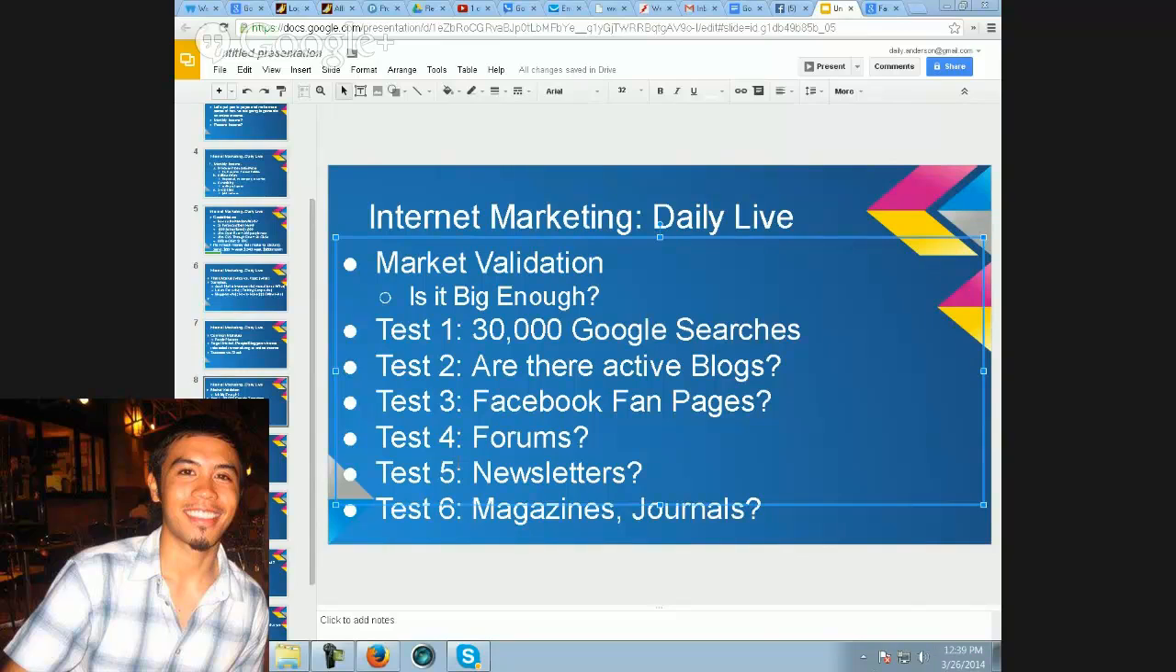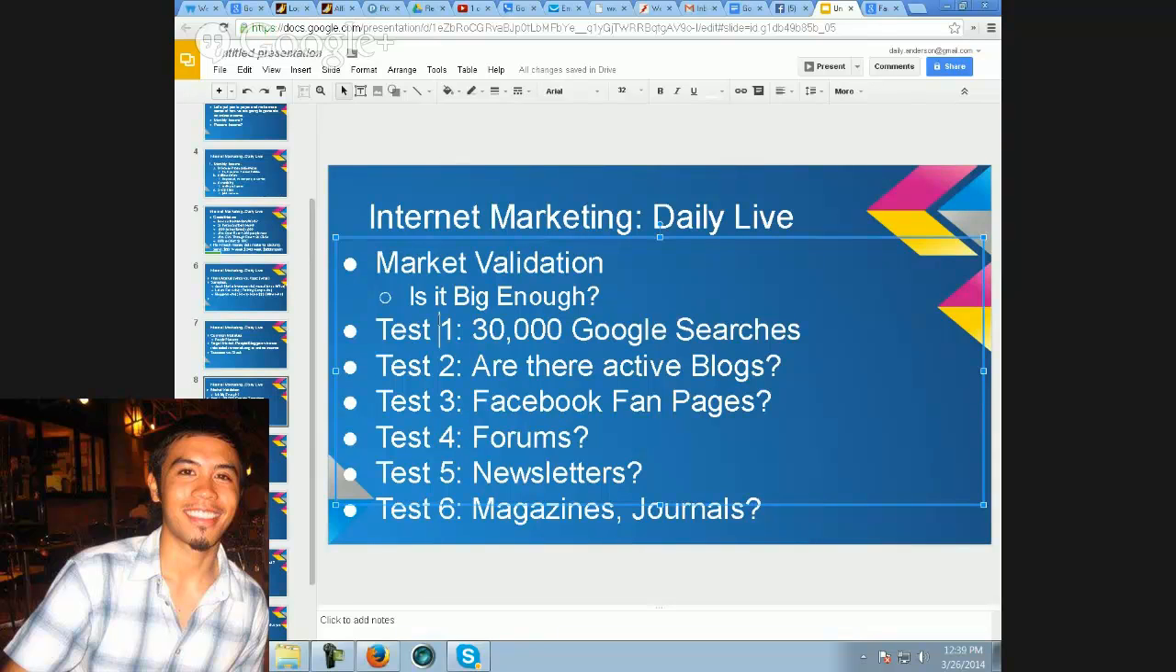Magazines and journals, you can Google offline magazines or trade journals as part of your search. Okay, so is a market big enough? These are the tests that I will run so that I get an idea of how big, how small, where I am at, and that I am fishing in the right pond, so to speak.